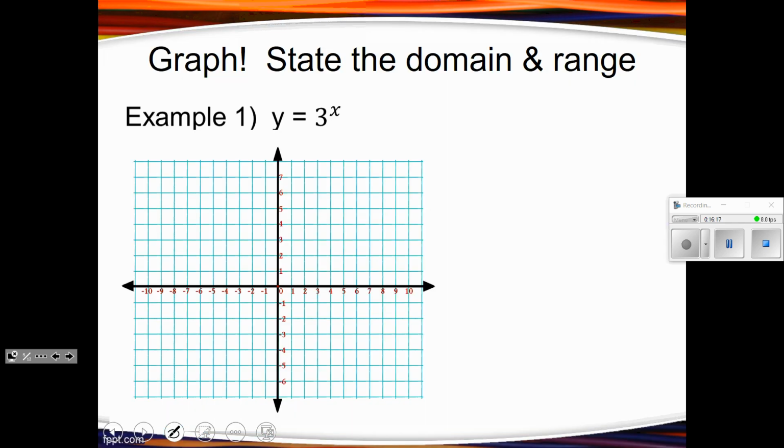Okay. So we're going to start here first, and we're going to graph, and then we're going to state the domain and the range. Okay? So you're going to use your calculator. Well, we're going to solve without the calculator. You're going to graph with the calculator. Okay, we're going to use our calculator, and we're going to put in y equals 3 raised to the x power.